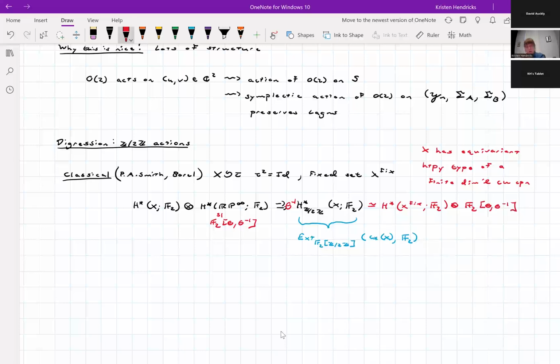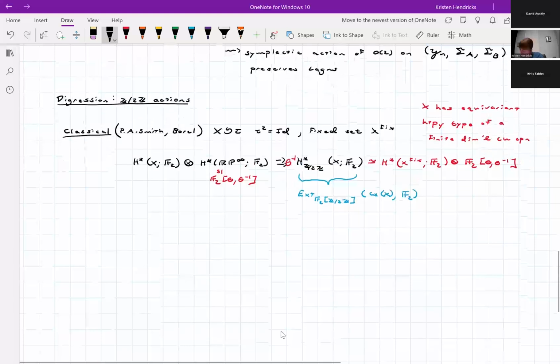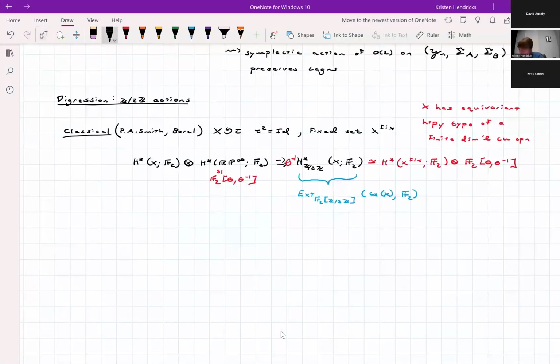This implies that the total dimension of the cohomology of the whole thing in F2 coefficients is greater than or equal to the total dimension of the cohomology of the fixed set in F2 coefficients, the classical Smith inequality. Okay, great. You say that's fantastic, but bad news. We're not doing topology right now. We're doing Floer theory.